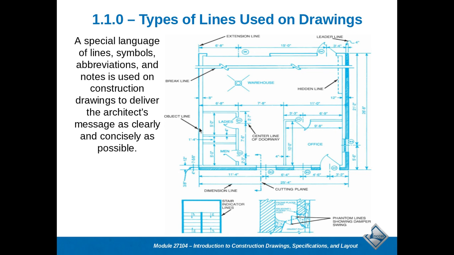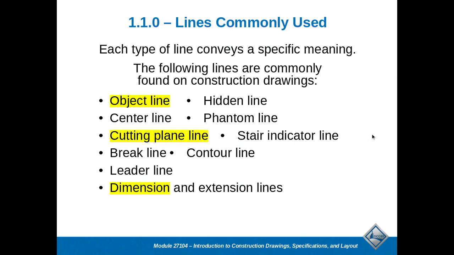Object lines are going to show the main outline of a structure. Another important line is going to be a cutting plane line right here. This is a very important line that you will see on plans. And this indicates that an area has been cut away. It's also shown in a section view. Okay, so don't get a cutting plane line confused with a break line. All right, let's go to the next slide.